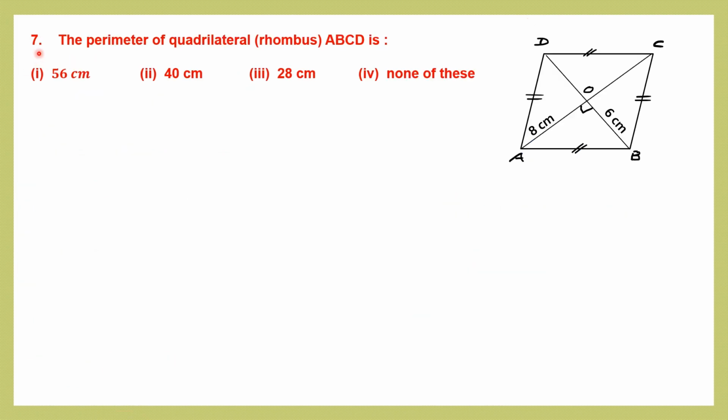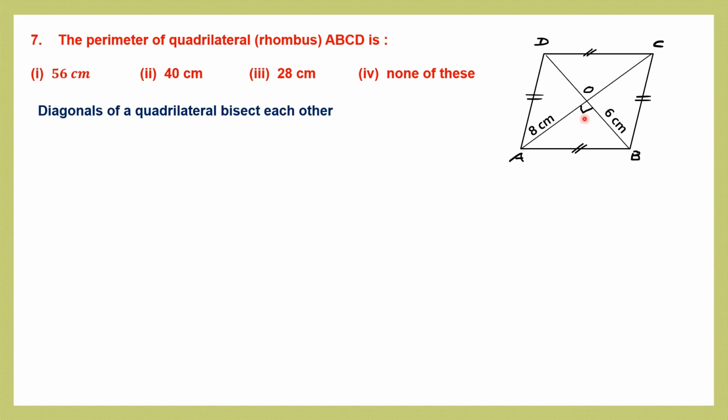Question 7. The perimeter of the quadrilateral or rhombus ABCD is what we need to find out. So here we have the rhombus. All four sides are equal and there are two diagonals here. Diagonals of a rhombus bisect each other. So that we have to remember, diagonals of a quadrilateral or rhombus bisect each other.